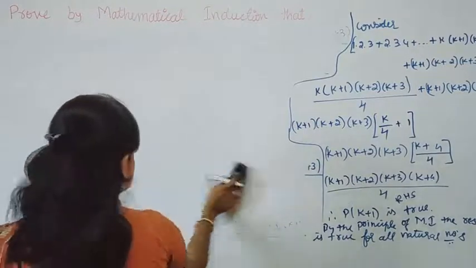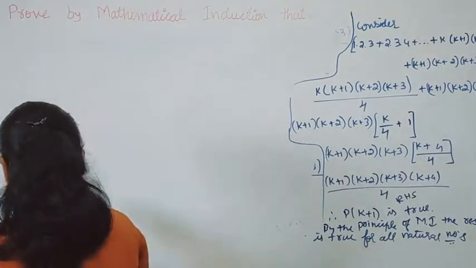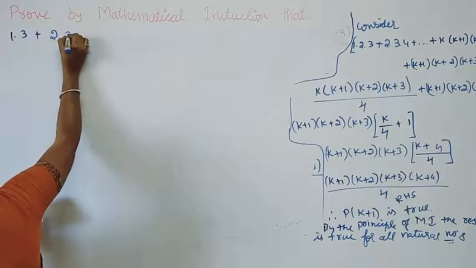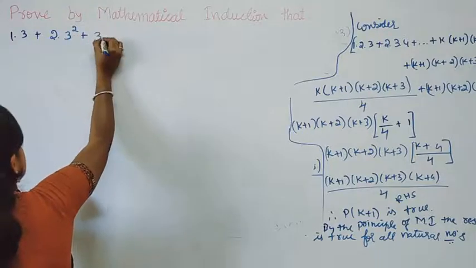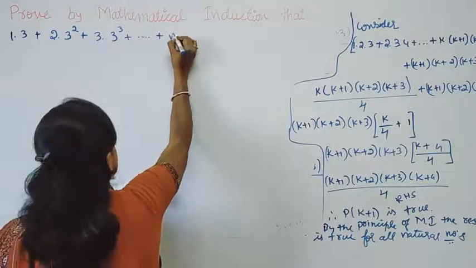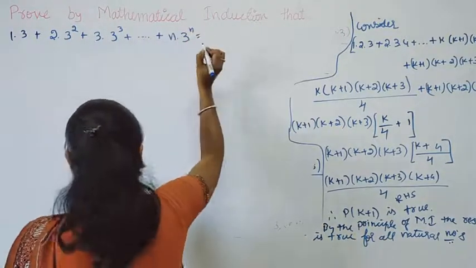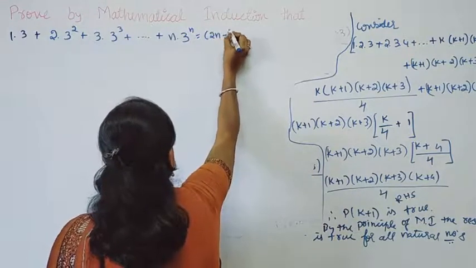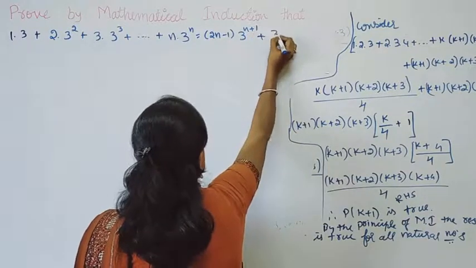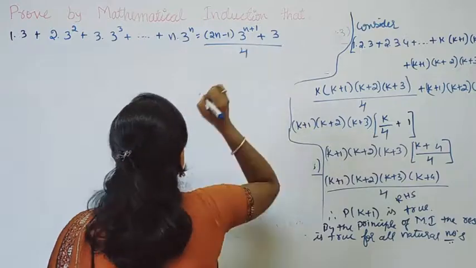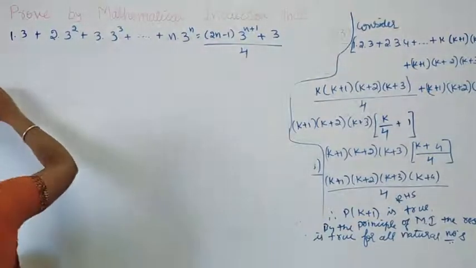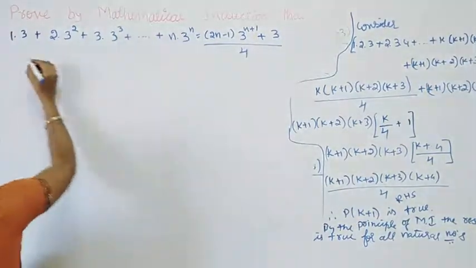Next problem is, prove by mathematical induction that 1 into 3 plus 2 into 3 square plus 3 into 3 cube plus etc. plus n into 3 power n is equal to (2n minus 1) into 3 power n plus 1, plus 3, whole divided by 4. So we have to prove this by mathematical induction. So first consider this result as P of n.